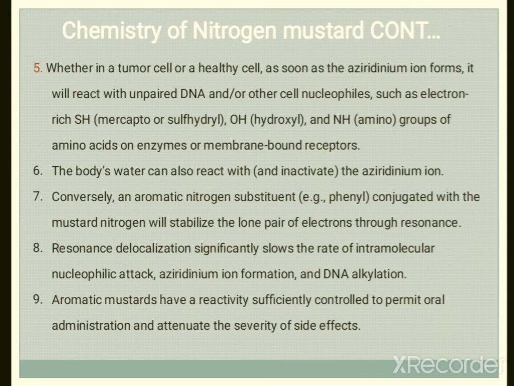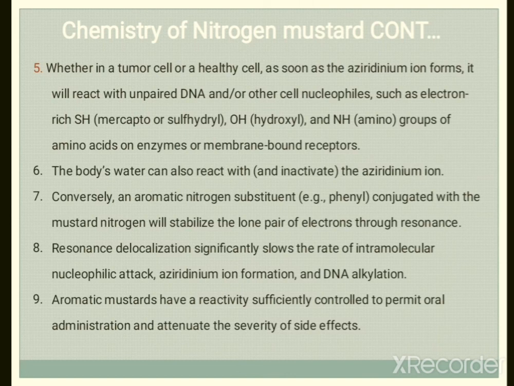Whether in tumor cells or healthy cells, as soon as the aziridinium ion forms, it will react with DNA or other cell nucleophiles, such as electron rich sulfur groups, meaning a mercapto or sulfhydryl group, or a hydroxyl group, or an amino group. These are the amino groups of amino acids on enzymes or membrane bound receptors. The body water can also react with these nitrogen mustards and inactivate them.